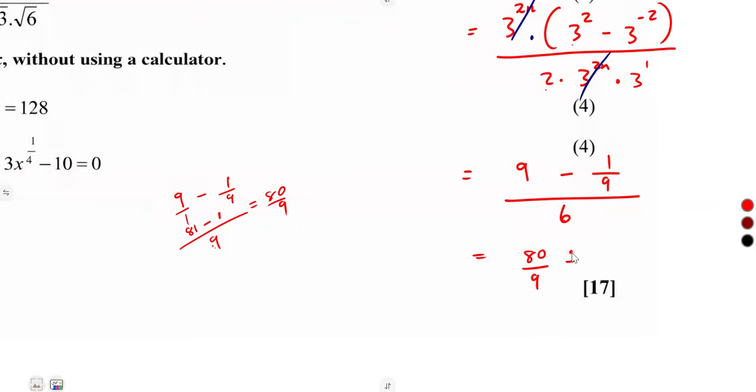So it simply means divided by what? By 6. And 6 is the same as 6 over 1. So that's 80 over 9 times 1 over 6. You introduce multiplication, then you invert the second fraction. So it's going to give us 1 over 6. So that was it.